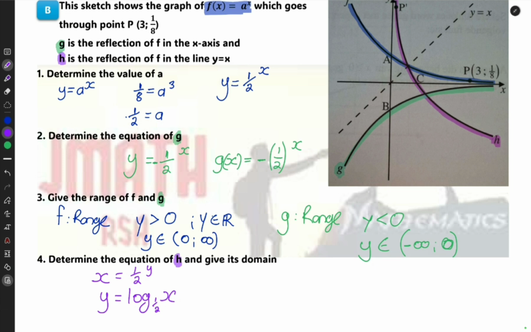So something to notice, like I said, in inverses, x and y swap with every aspect. So if the range of the blue function was y is greater than 0, the domain of the inverse now becomes x is greater than 0. So for the domain, I can just say x greater than 0. Or if you want, you can just say x is an element of 0 to infinity.